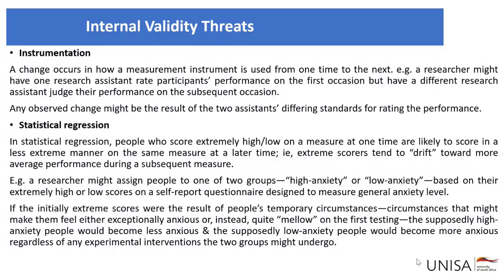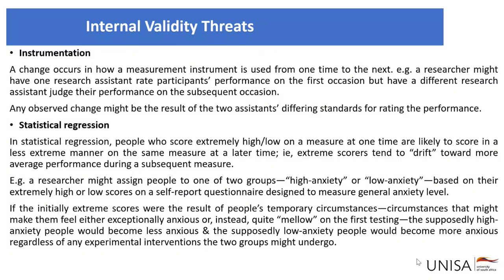Statistical regression is another internal validity threat that you should consider. In statistical regression, people who score extremely high or low on a measure at one time are likely to score in a less extreme manner on the same measure at a later time. That is, extreme scorers tend to drift toward more average performance during a subsequent measure. So they start very high and they come down to some kind of average.